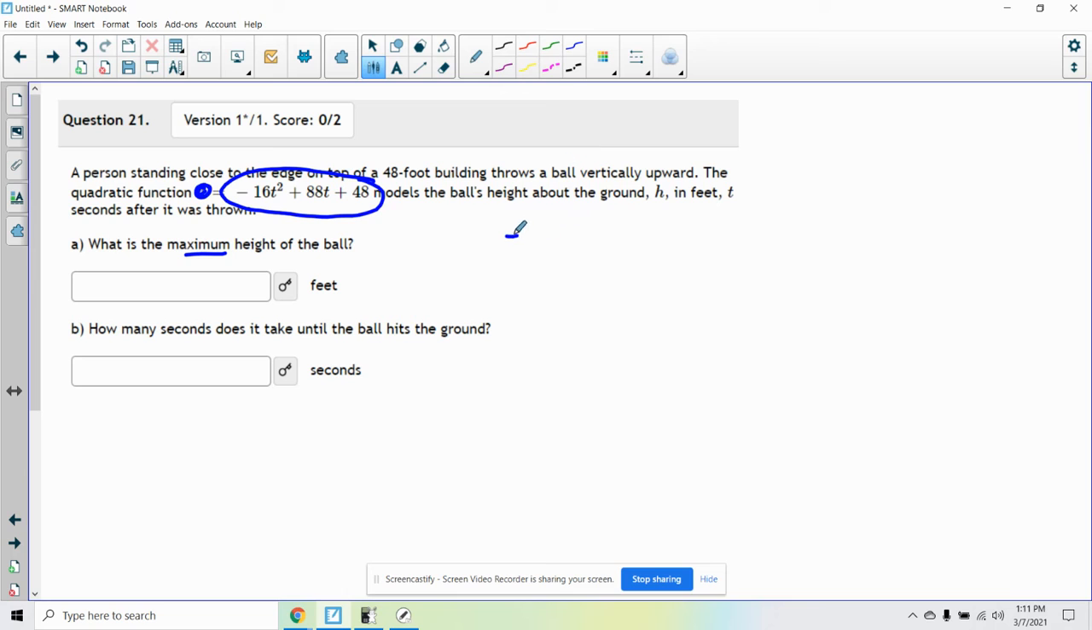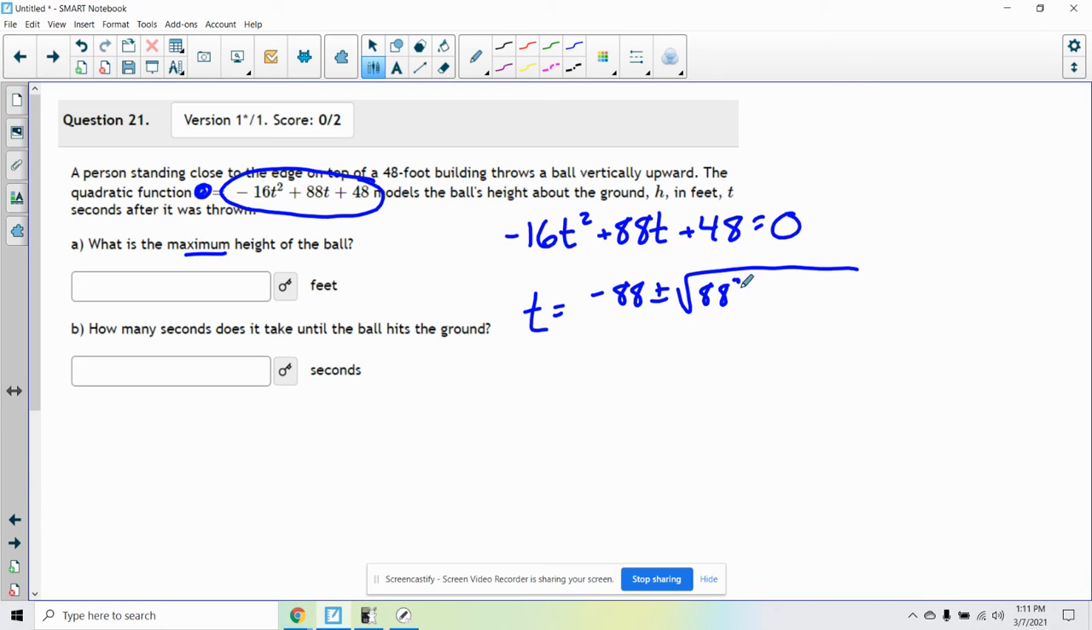So I have negative 16t squared plus 88t plus 48 equals 0. You're going to dive right into the quadratic formula. T equals negative b plus or minus the square root of b squared minus 4ac all over 2a. And then you'll get a positive answer and a negative answer. This is just going to be the positive answer because the negative answer doesn't make any sense. So whatever you get that's positive, that's going to go right here.